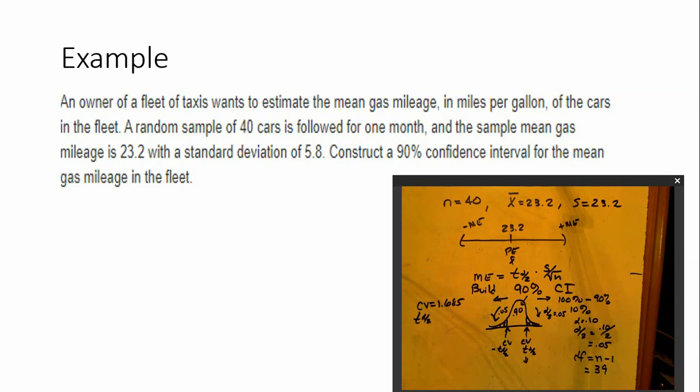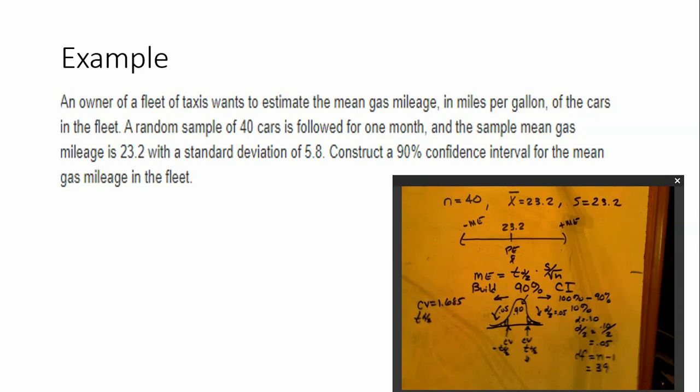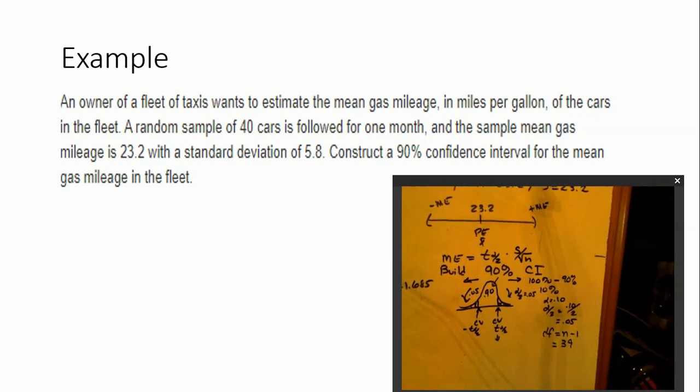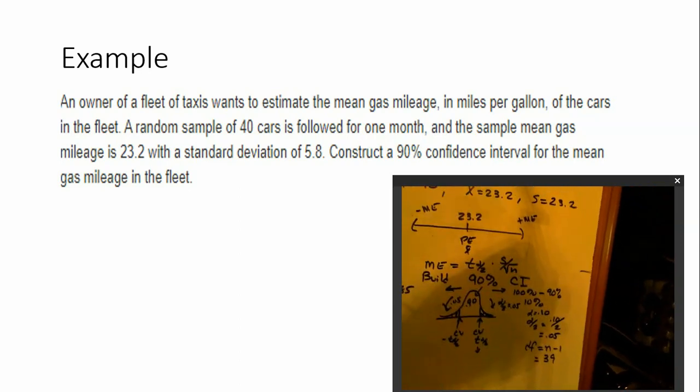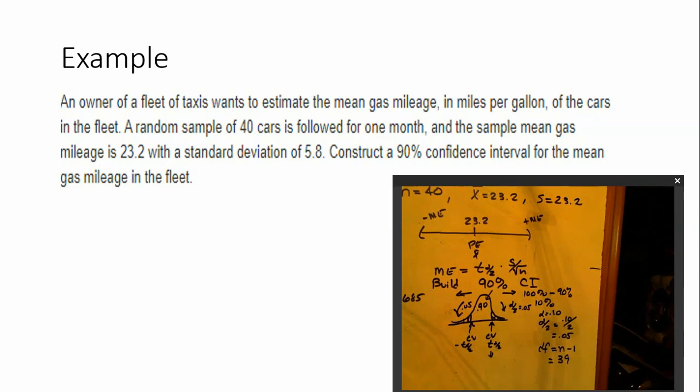Okay. So now all we have to do, let me kind of switch this thing down just a little bit if I can get it up here. And now all I've got to do is my margin of error, which is from our s over the square root of n, t alpha over 2. So that's the 1.685 times my s, which is 23.2, over the square root of 40. So I'm going to go back to my calculator.